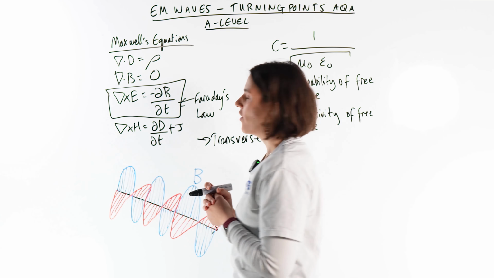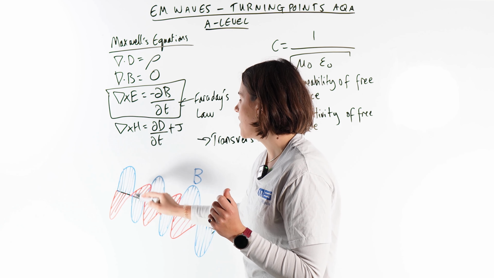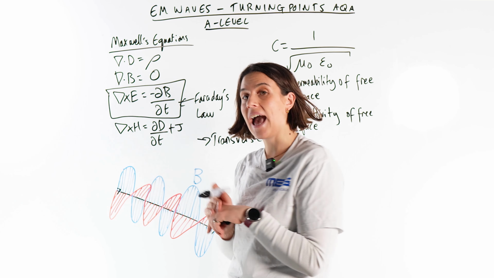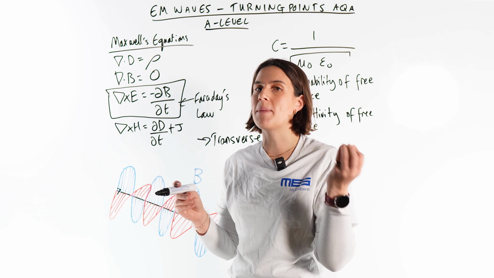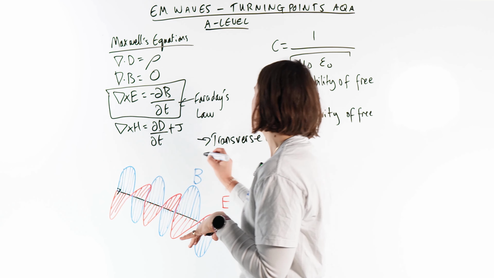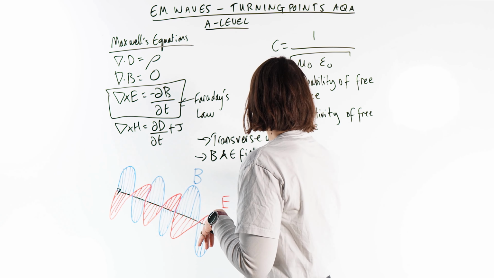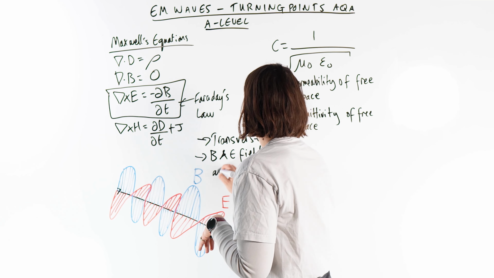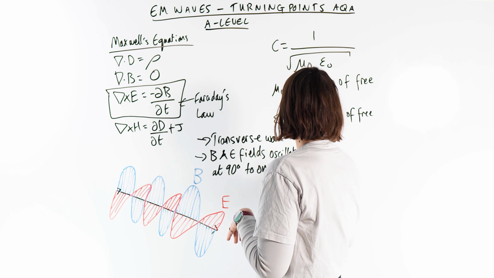But furthermore than that, Maxwell suggested that the magnetic field and the electric field actually oscillate at an angle of 90 degrees to each other. Now, sometimes we abbreviate the magnetic field just to be the B field and the electric field just to be the E field. So the B and E fields oscillate at 90 degrees to one another.